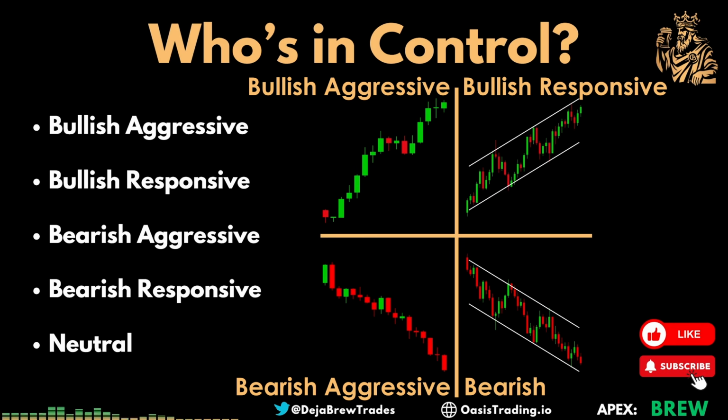Now, finally, we have the bearish responsive, where we have that downtrend, but once again, there's a little bit of profit taking. There's a little bit of buy pressure coming in that's pushing you back to that upper trend line. You're kind of testing prior bar highs, possibly even breaking them, but overall, your trend is still bearish. The bears are still in control, and you are still looking for lower value.